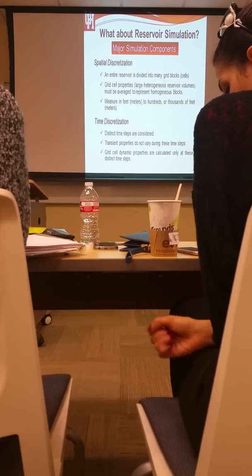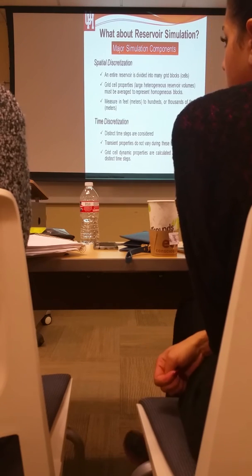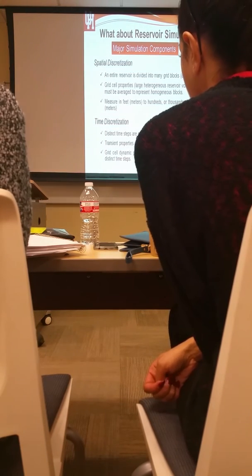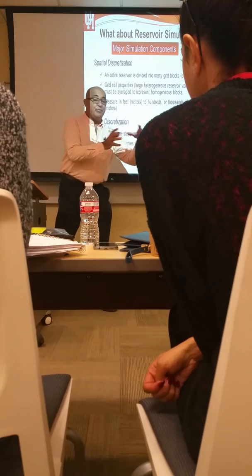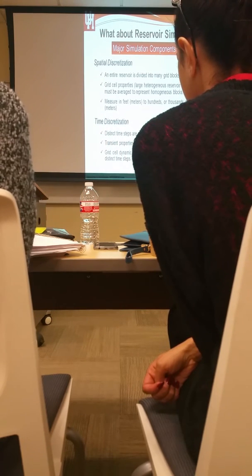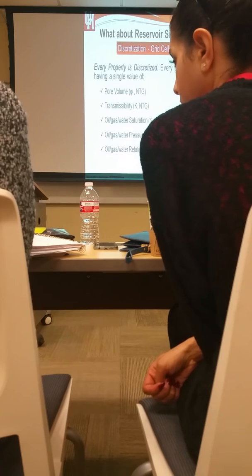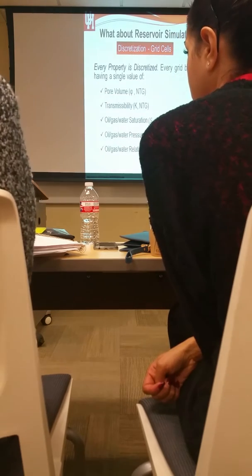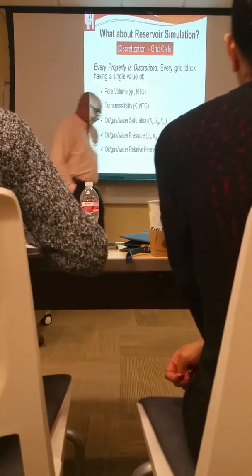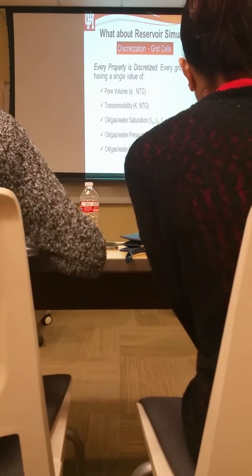And the dynamic properties are calculated only on exactly these time steps. So we are dealing with two different discretizations, the space domain and the time domain. What about what is happening in the grid cell with this discretization?